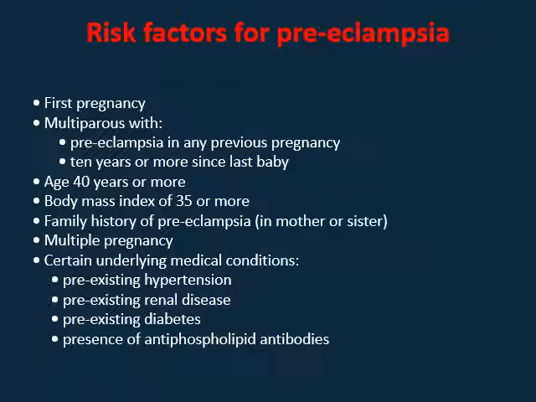Risk factors for preeclampsia include primary gravidity or first pregnancy, multiple women with preeclampsia in any previous pregnancy, or 10 years or more since last baby, age of 40 years or more, body mass index of 35 or more, family history of preeclampsia in mother or sister, multiple pregnancy, certain underlying medical conditions like pre-existing hypertension, renal disease, diabetes, and presence of antiphospholipid antibodies.